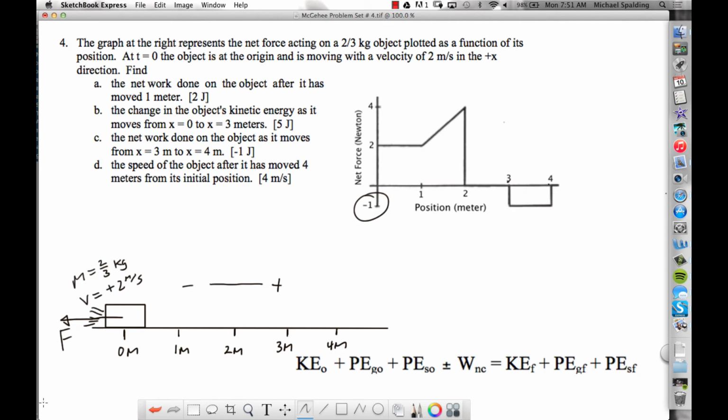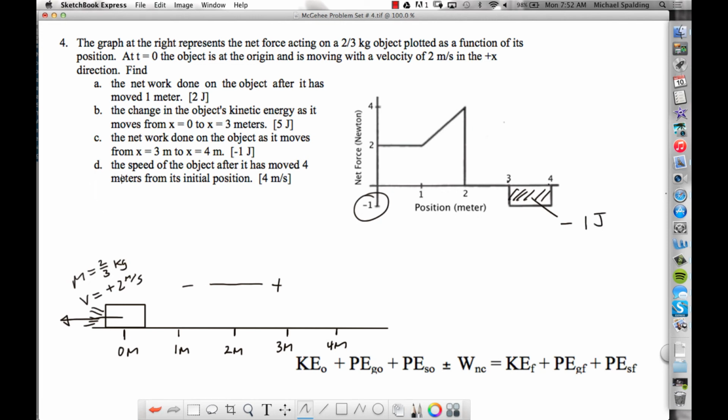So it's working against the motion. Is the work done here making the object go faster or making the object go slower? Slower. Negative work is work done opposite motion. So to answer part C, you're calculating this area, which comes out as -1 joules. Negative meaning against the motion.